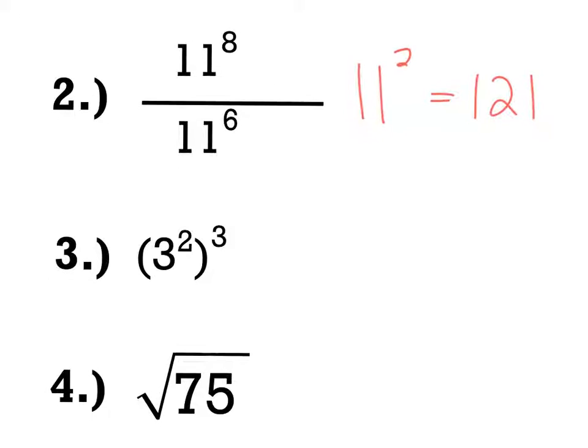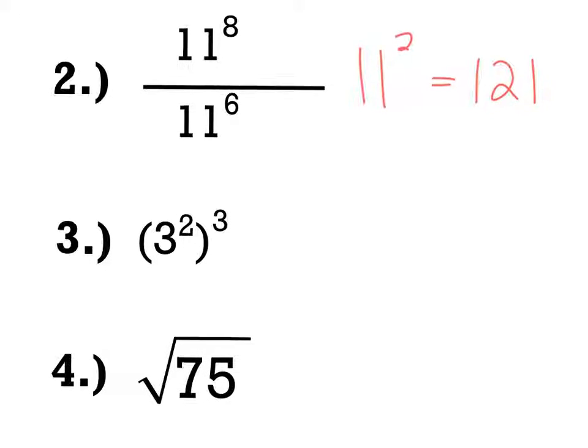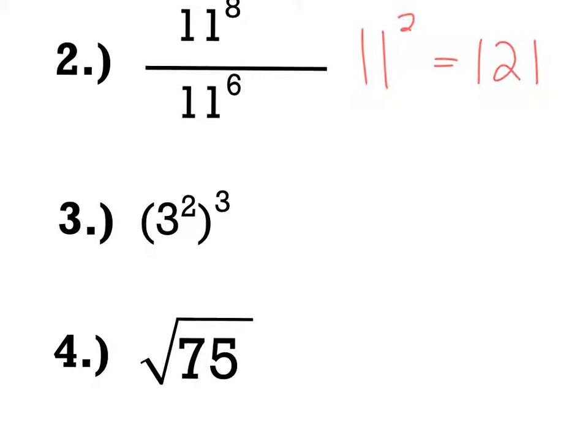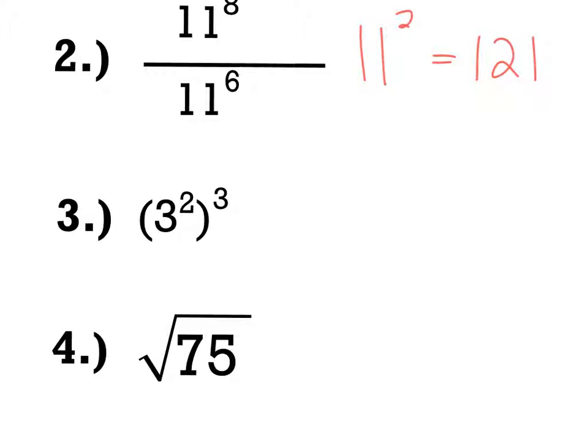The number 3 is raising a power to a power. So if I raise a power to a power, what do I do with the exponents? Multiply them. So this becomes 3 to the 6th. Good. Question so far? Good?